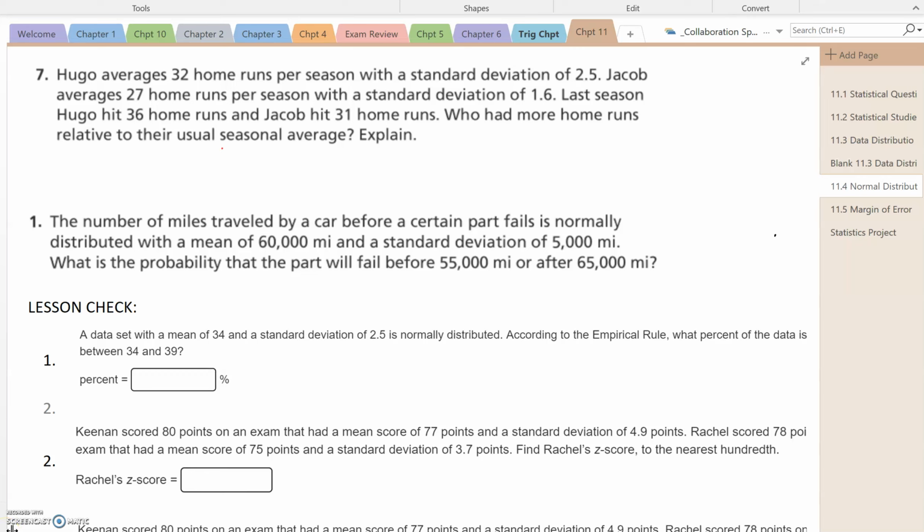Okay, moving on here to problem number 7. It says Hugo averages 32 home runs per season with a standard deviation of 2.5. Jacob averages 27 home runs per season with a standard deviation of 1.6. Last season, Hugo hit 36 home runs and Jacob hit 31 home runs. Who had more home runs relative to their usual seasonal average?